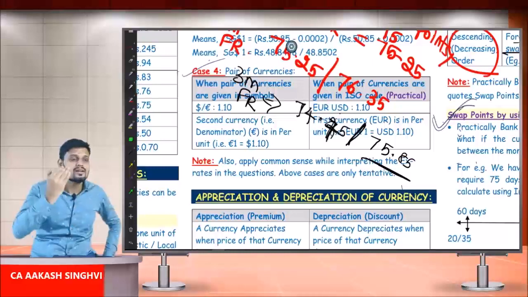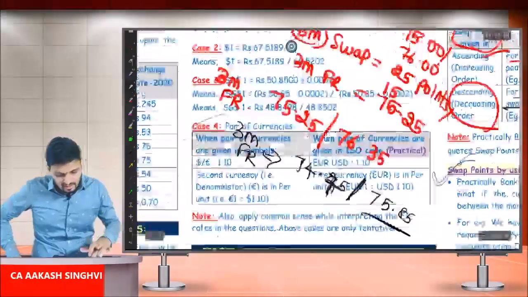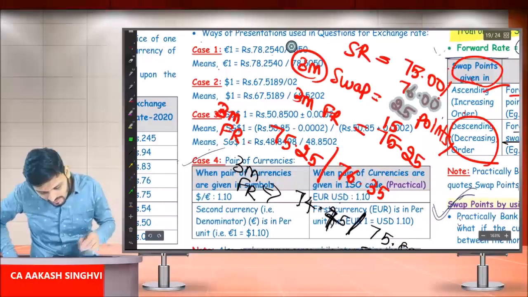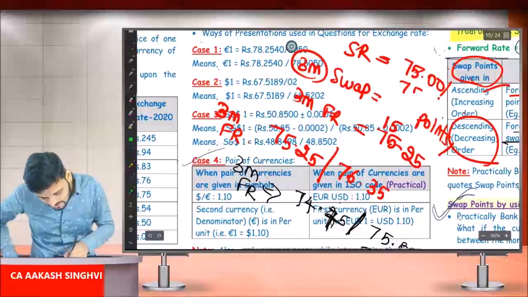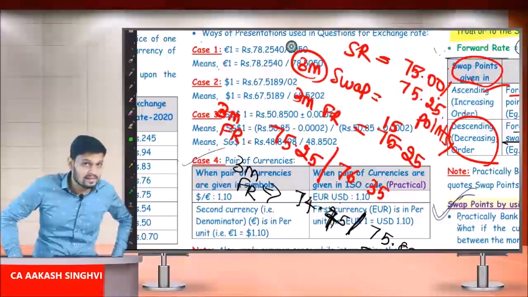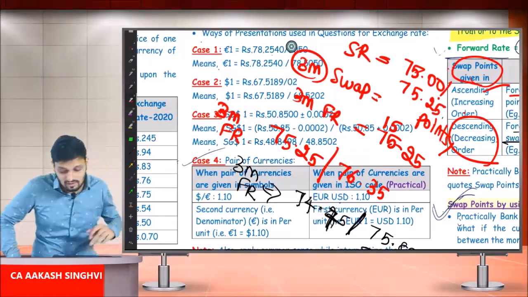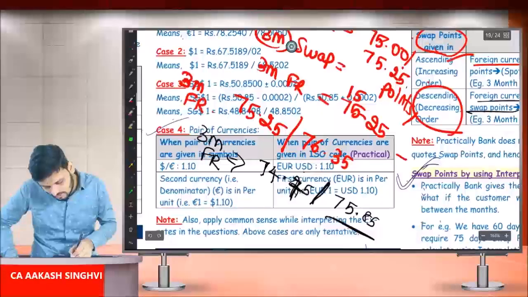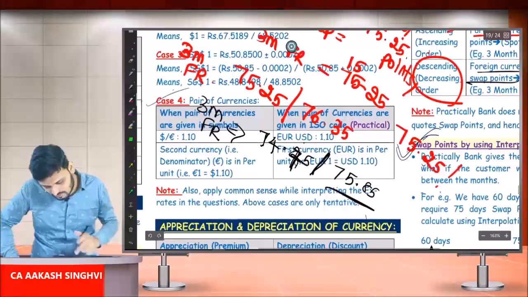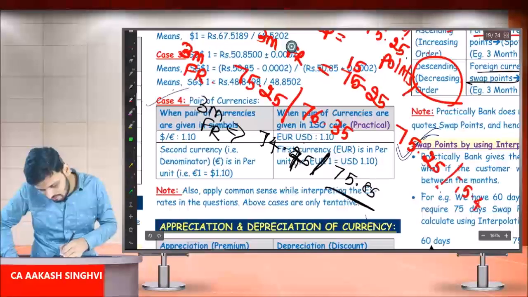I'll explain. Say it is in descending order, and let us assume that instead of 76, it is only 75.25. Whenever it is in descending order, we have to reduce. But by mistake, you have added when the swap points were given in descending order. So what will happen?